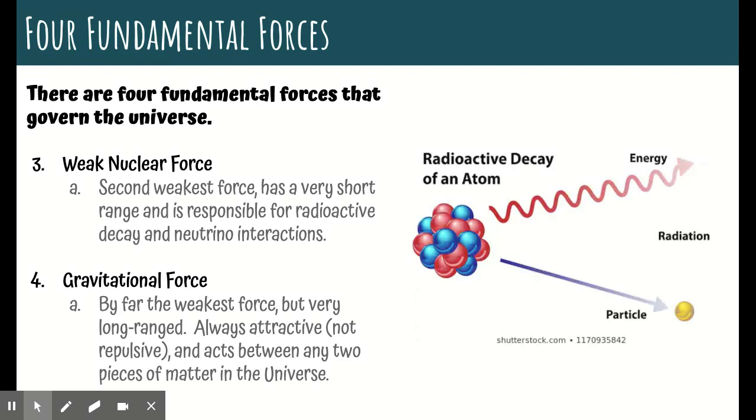And then the one we're going to focus on today is gravitational force. This is by far the weakest force, but it's very, very long range. This is evident in the setup of the structure of the universe. So we know that a gravitational force is keeping all of our planets in orbit. That's a very long distance.